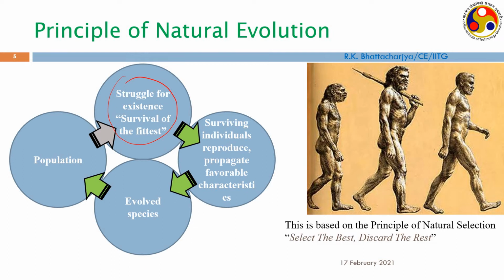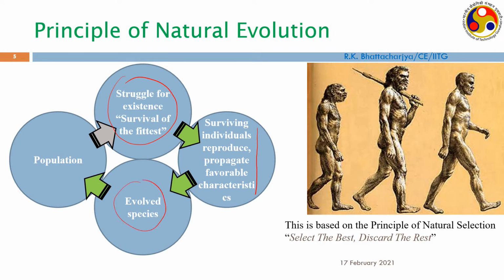Okay, so if you change the environment, again the surviving characters may change. Surviving individuals reproduce and propagate the favorable characteristics to their offspring. So what is doing that? Those who have survived in nature will reproduce. They will produce offspring, and they will transfer, or propagate, the favorable characteristics to their offspring. This is what we call evolving species.